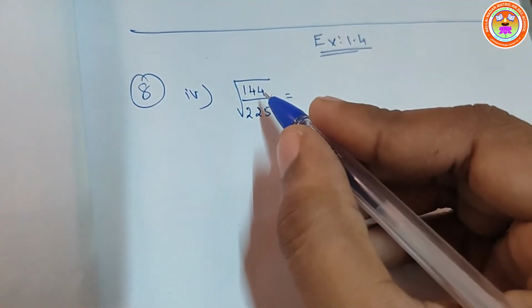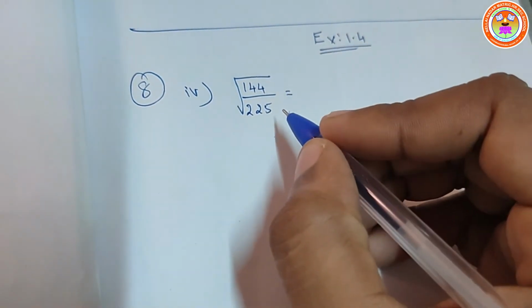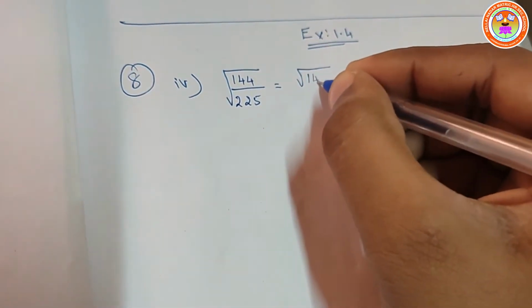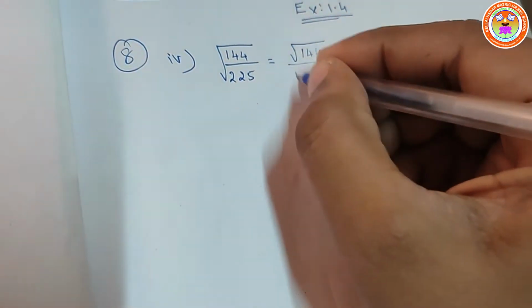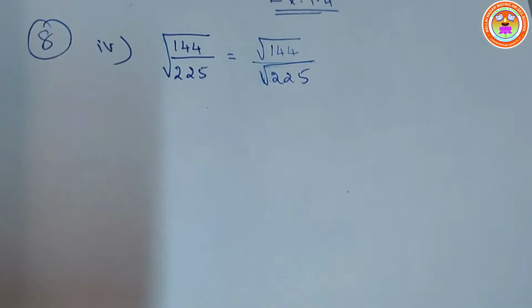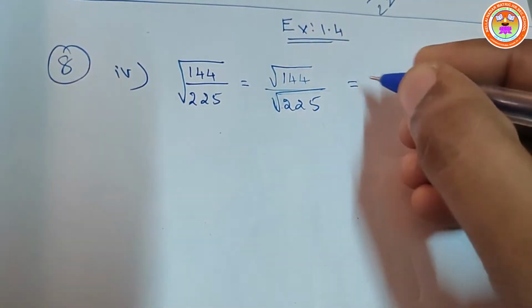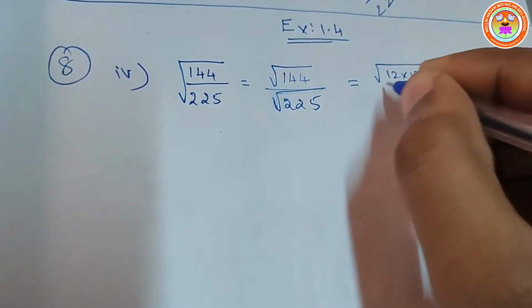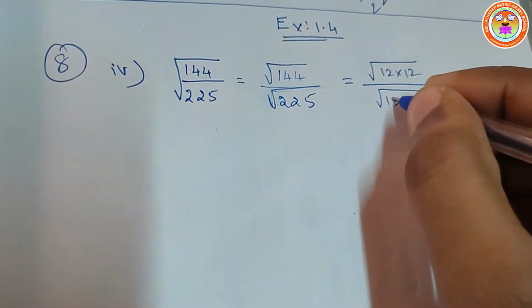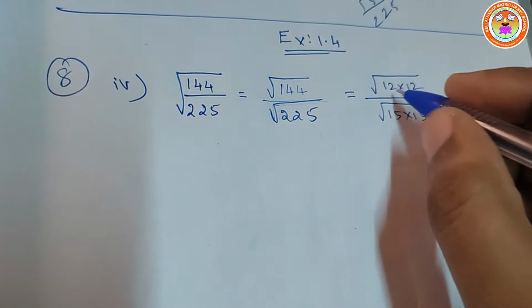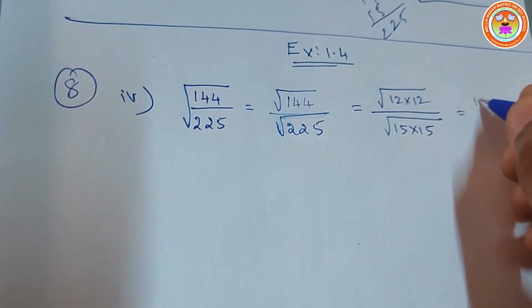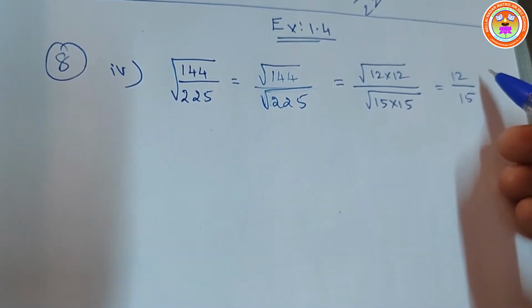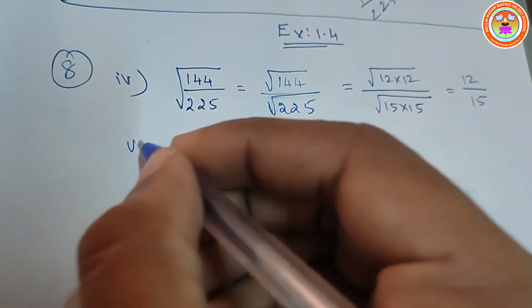Square root of 144 divided by 225. This we can write as square root of 144 divided by square root of 225, which is nothing but square root of 12 into 12 by square root of 15 into 15. For square root of 12 into 12 you will take 12 outside, and for square root of 15 into 15 you will take 15 outside. Therefore the answer is 12 by 15. Now we'll move on to the fifth sum.